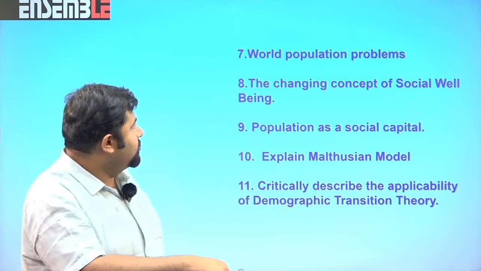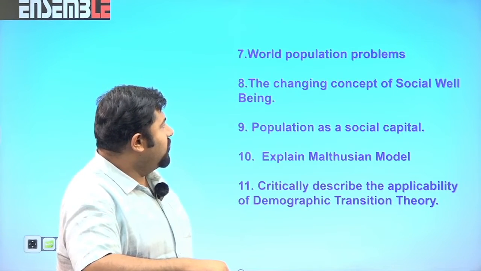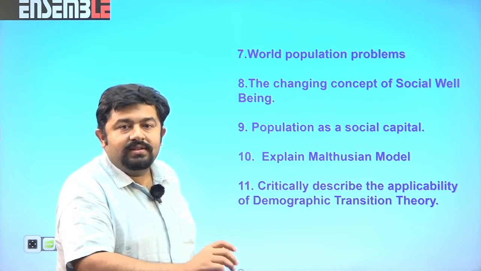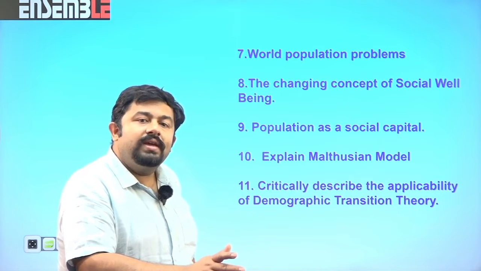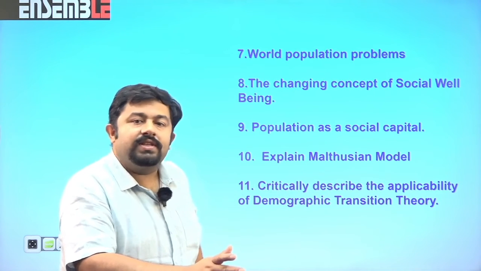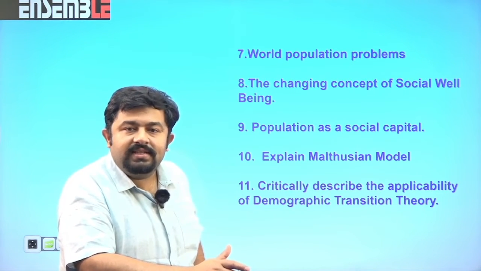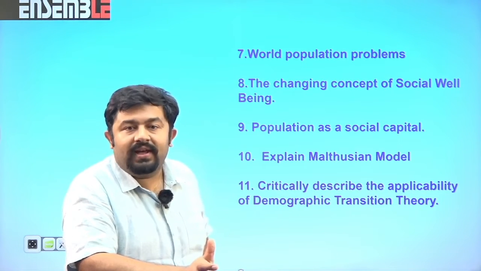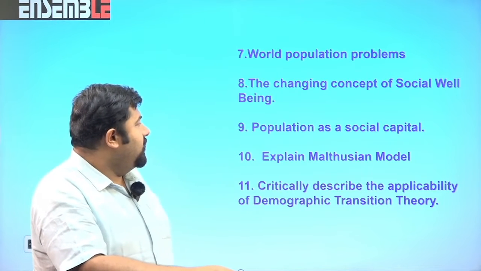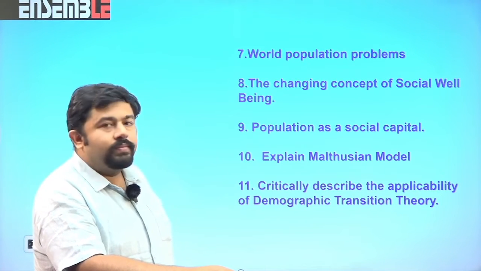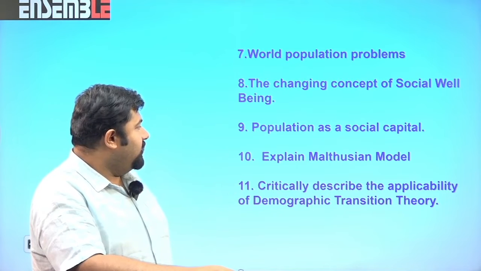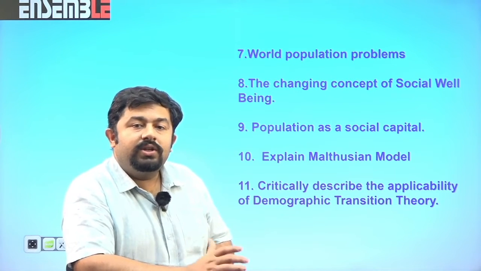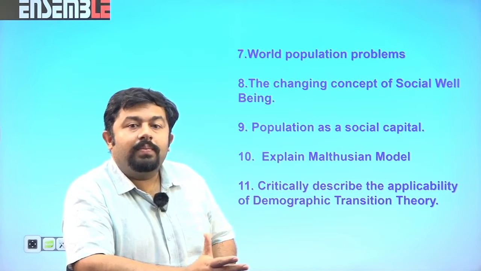Let's see the examples. Question number 8. The changing concept of social well-being. The social well-being for us is different from what it used to be around 30 years back. Things have changed. Earlier it was more of a physical existence, but now things have improved and we need a better quality of life. Question number 9. Population as a social capital. Write a note on that. Question 10, explain the Malthusian model. Then there can be questions on how the new Malthusian models are applicable in the present day world.